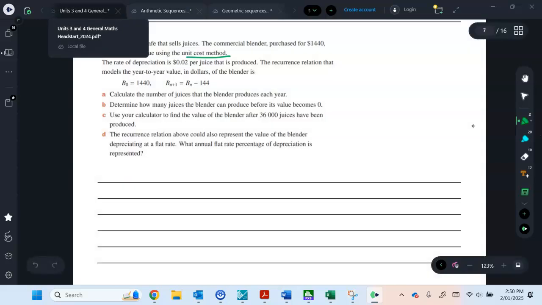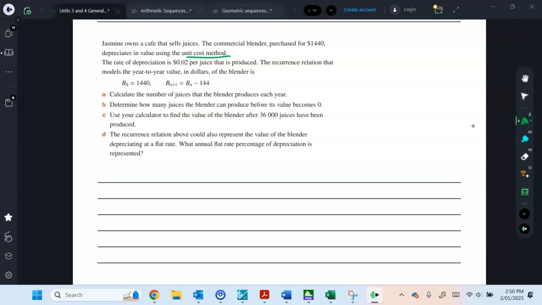All right, back we go. The rate of depreciation is 0.02 cents per juice that is produced. So the blender goes down in value 2 cents every time a juice is made. The recurrence relation that models the year-to-year value in dollars of the blender is blah, blah, blah.